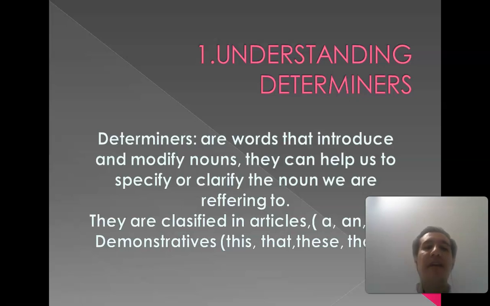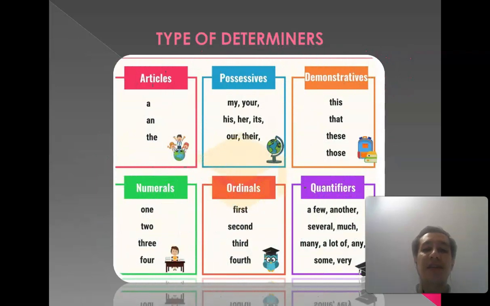They are classified in articles, as we can see in the next example, a and the. Possessives: my, your, his, her, its, our, their. Demonstratives: this, that, these, those. Numerals, they can be cardinal or ordinals, as in the example we have one, first. Quantifiers: a few, another, several, much, many, a lot of, any, some, very.